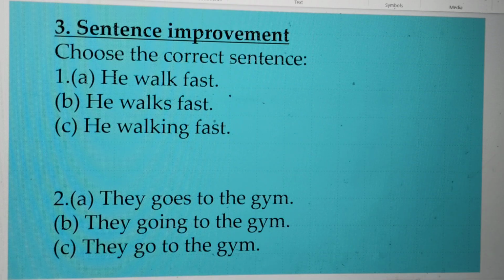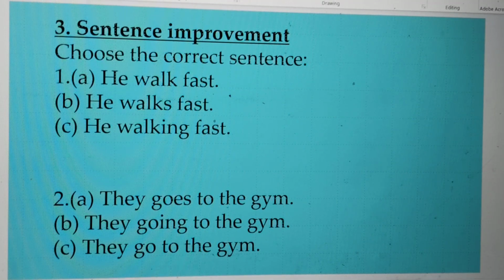When the subject in the sentence is they, we do not add s or es to it. So they goes is wrong. They going to the gym. If we are using ing, then we have to add the helping verb are. So the right sentence would be they are going to the gym. But that would be present continuous tense. When we are talking about simple present tense, the third one is the right one. They go to the gym is the right one.